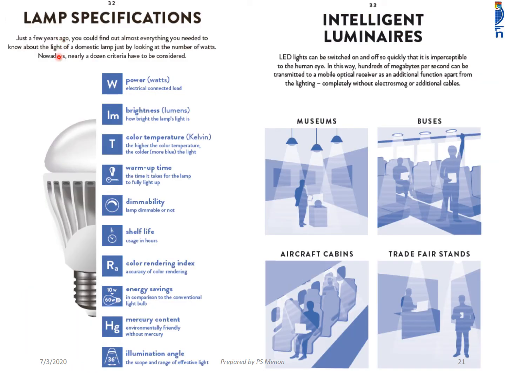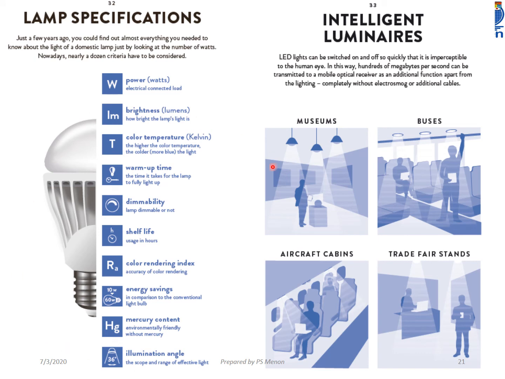Just a few years ago, you could find out almost everything you needed to know about the light of a domestic lamp just by looking at the number of watts. But nowadays, nearly a dozen criteria have to be considered. You need to look at the power, and you need to look at the brightness. We also call it the lumens, which shows how bright the lamp's light is. The color temperature is measured in Kelvin. The higher the color temperature, the colder or the more blue the light will be. Then there is the warm-up time, the time it takes for the lamp to light up, and so many other criteria.